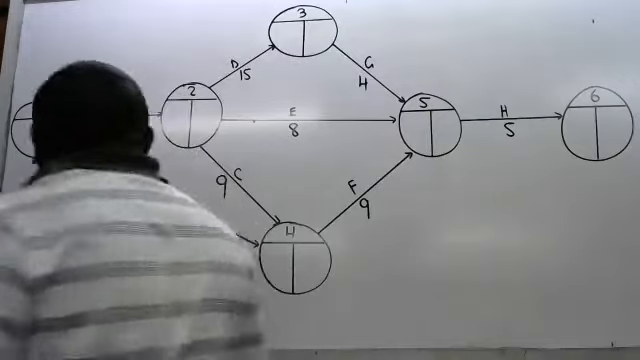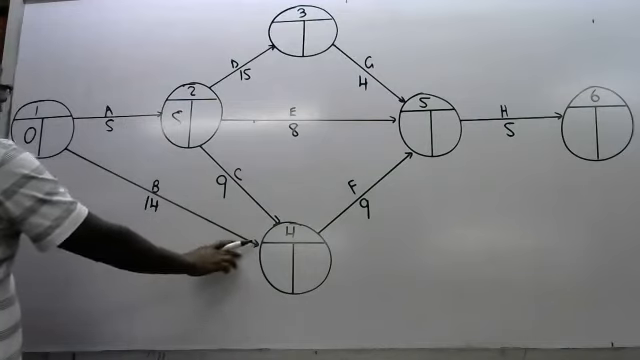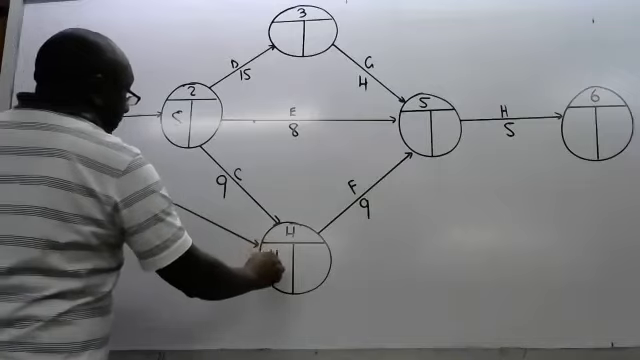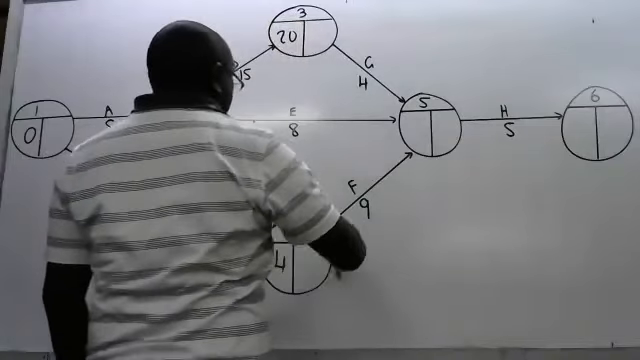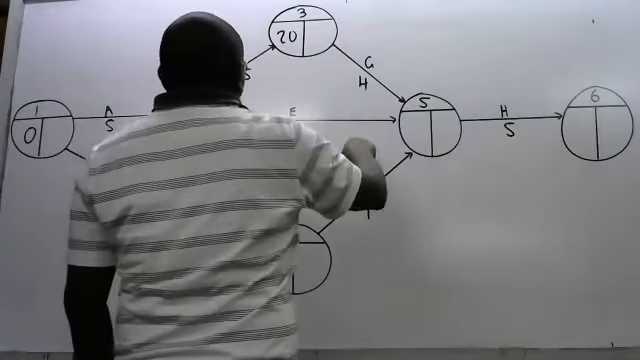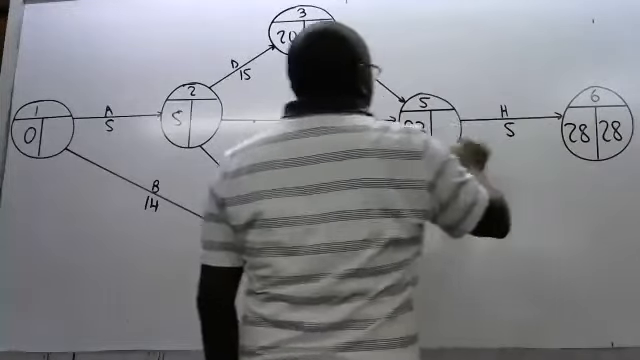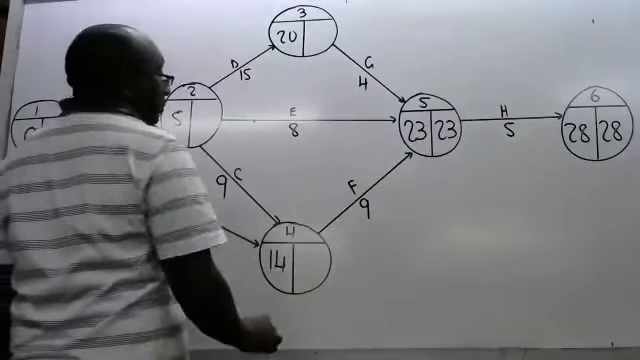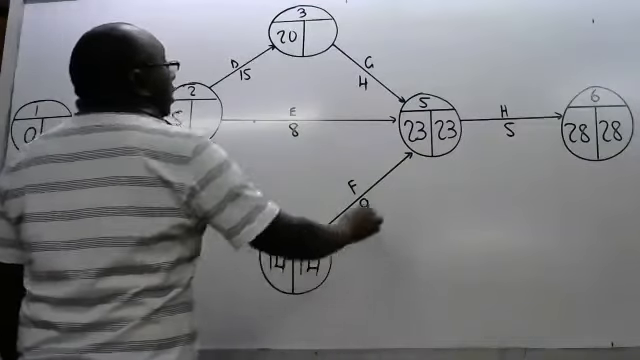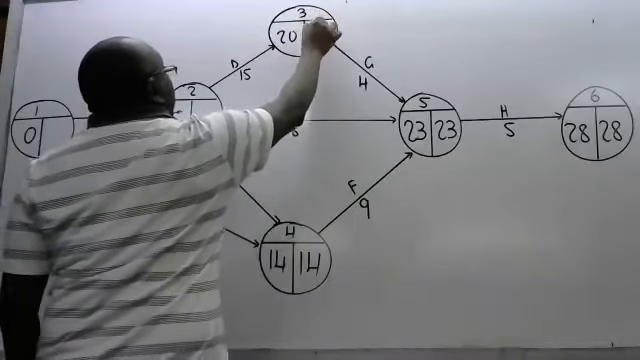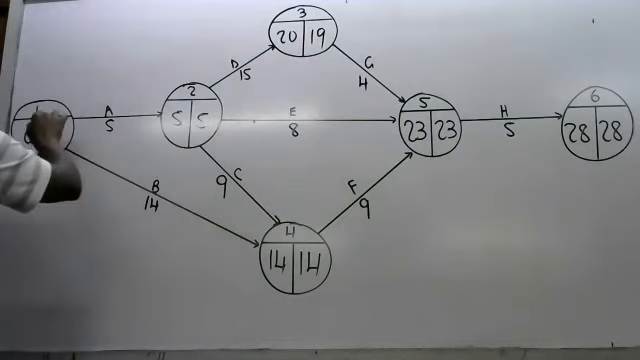So if we have agreed, let's then quickly do the forward. This is 0 plus 5, 5. This is 14. It's also 14 here. Then this is 20. Then if you add this one, it will be 23. So the highest here is 23. And this is 28. 28, this is 23 minus 9. You get 14. This here is 19. And this one is 5. And this is 0.